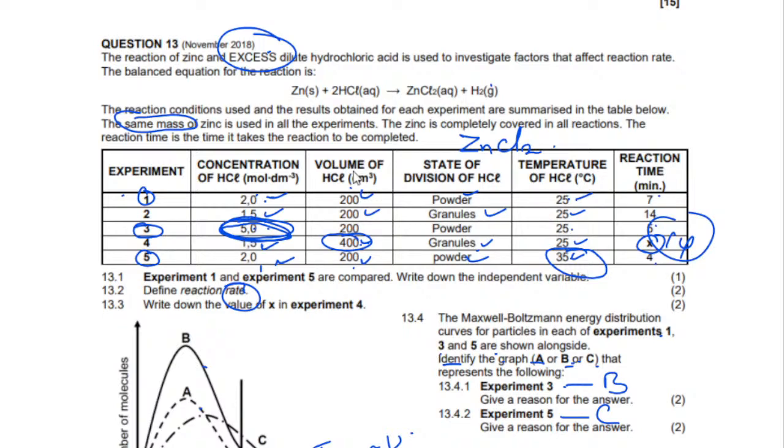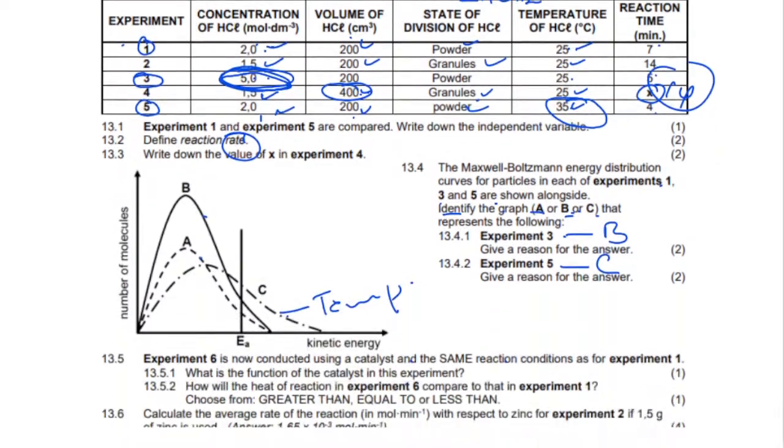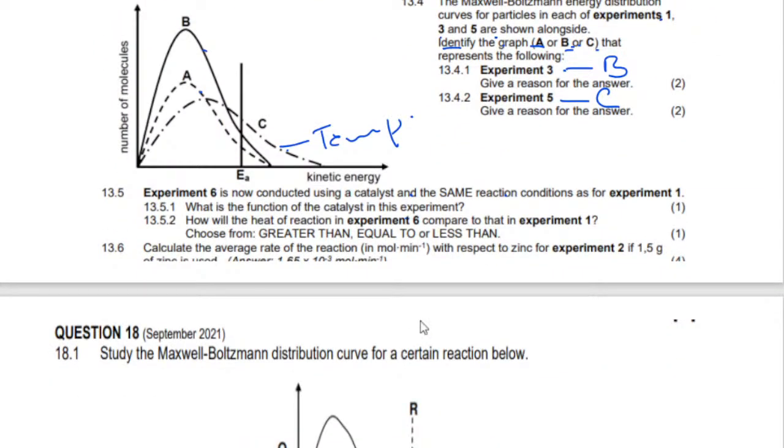So it's going to be the same because the catalyst does not change anything. It only alters the speed at which the reaction is taking place. Therefore, the answer is going to be equal to, yes. Calculate the average reaction with respect to zinc in experiment number 2. So what are you going to say here?